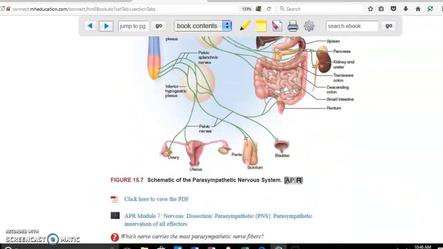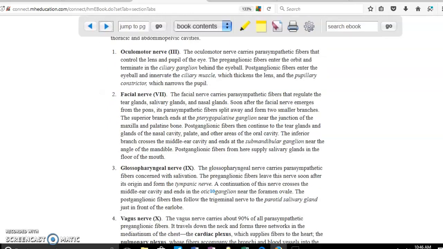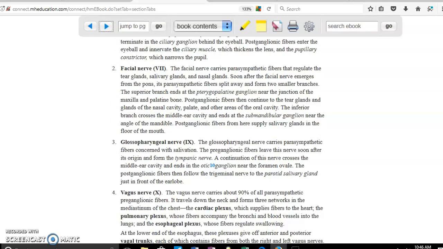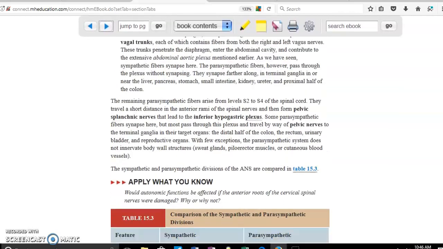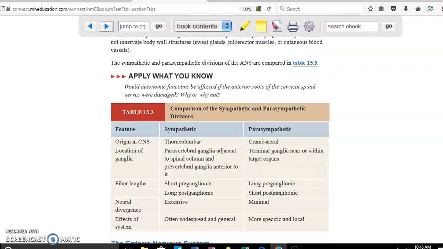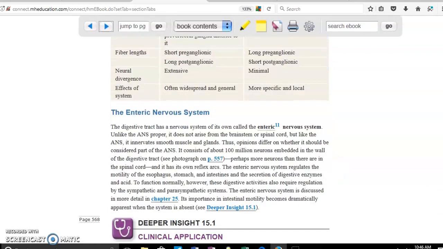So if you scroll down, right here you're going to see the cranial nerves, oculomotor, facial, glossopharyngeal, and vagus, that they are going to have parasympathetic control of the nervous system. If you scroll down, you can see here differences between sympathetic and parasympathetic, right? We said origin is thoracolumbar, parasympathetic is cranial. Fiber length, we say short if it's preganglionic, in the case of sympathetic, but long if it's preganglionic in parasympathetic. So those are the differences basically that I showed you in those figures.